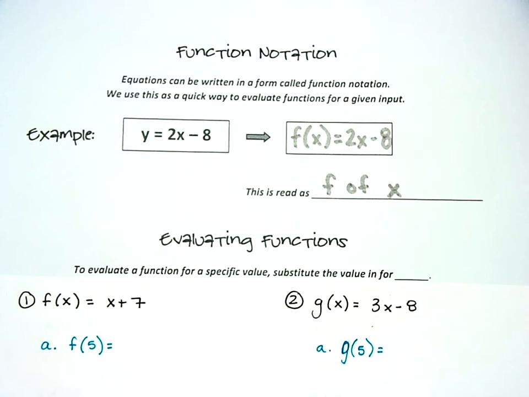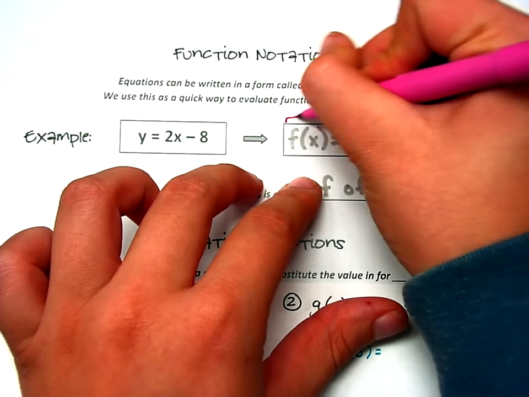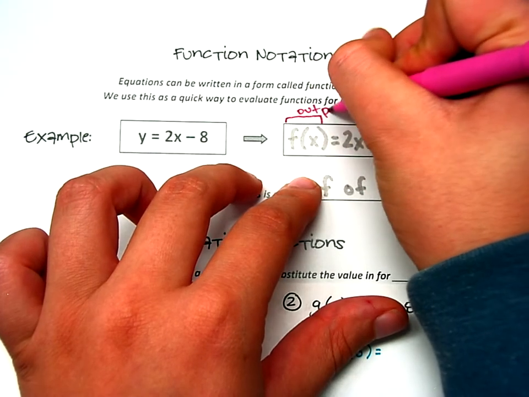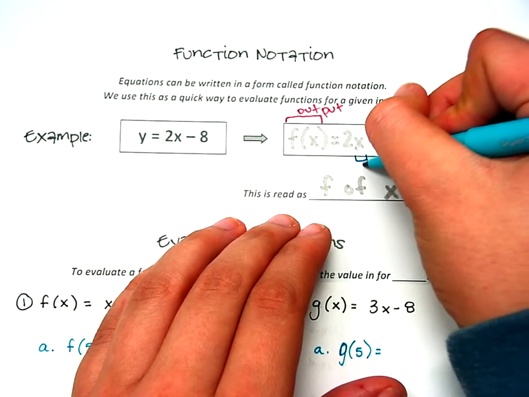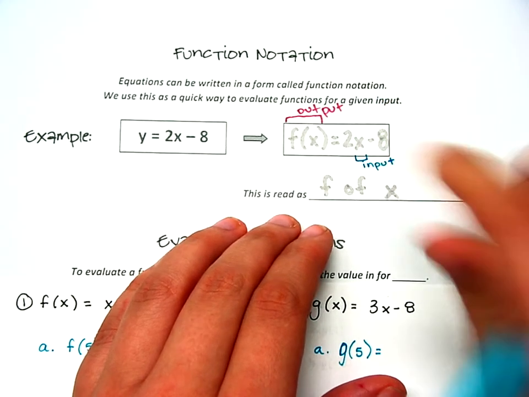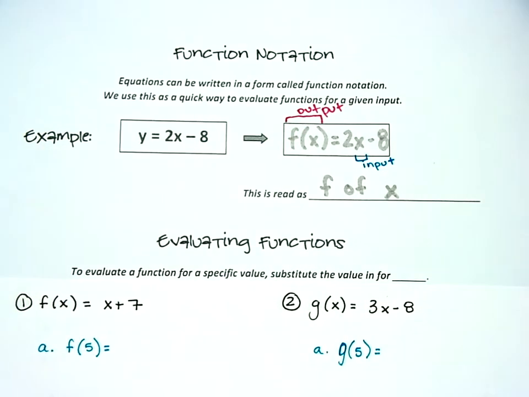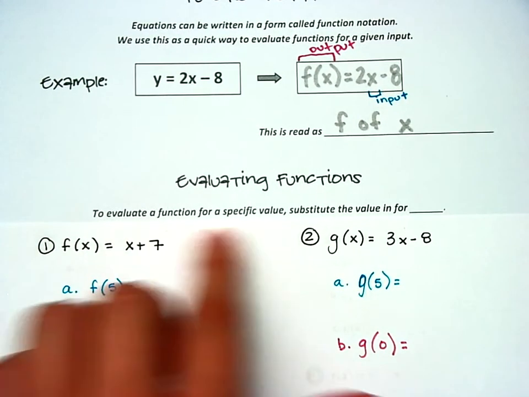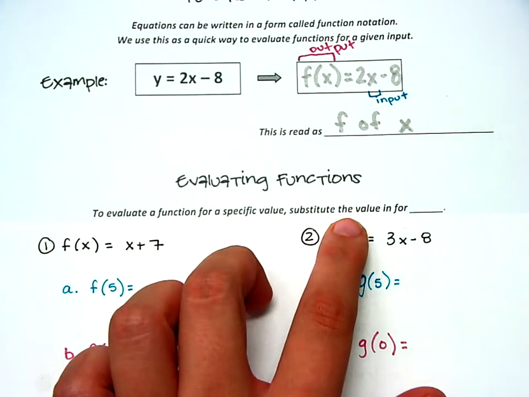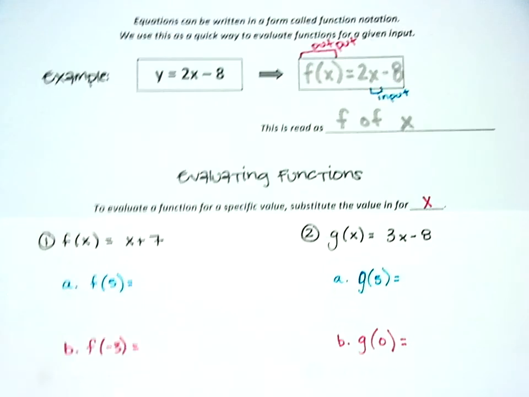Okay, so there's a couple important parts to our function. This part right here is our output. And right here is our input, right? So whatever we input or substitute for x, we're going to have an output, or this piece right here. So when we want to evaluate a function, we are going to substitute that value that we're given in for x. So let's try that out with a few example problems.